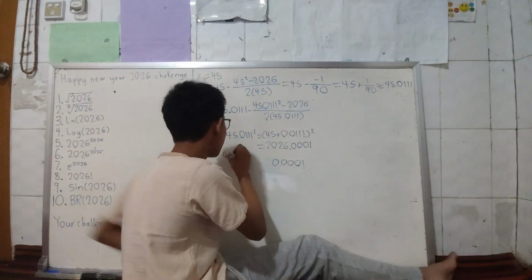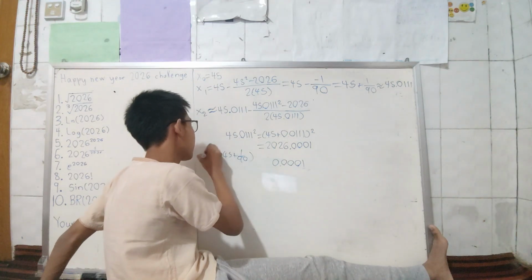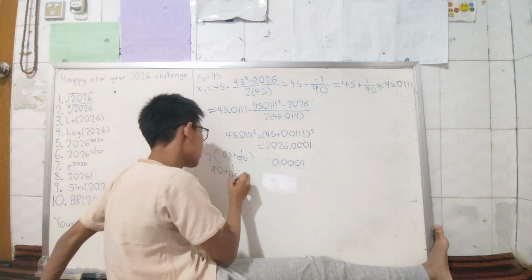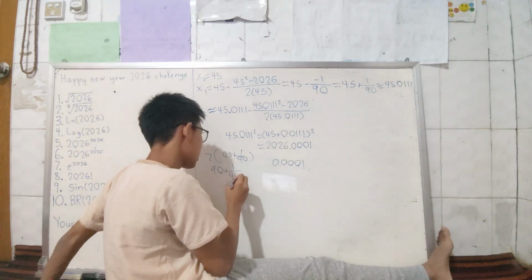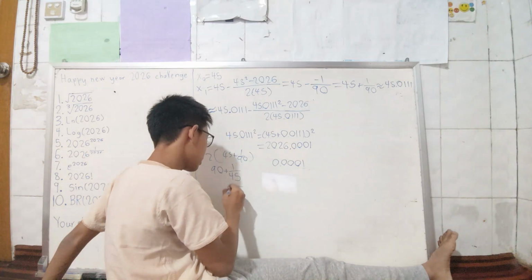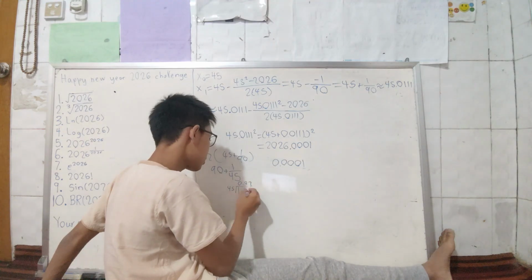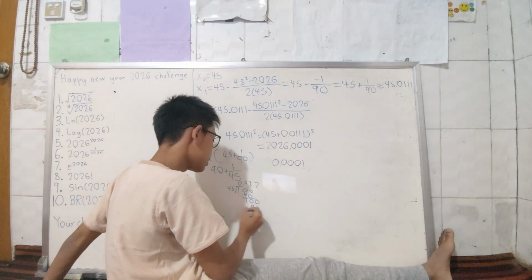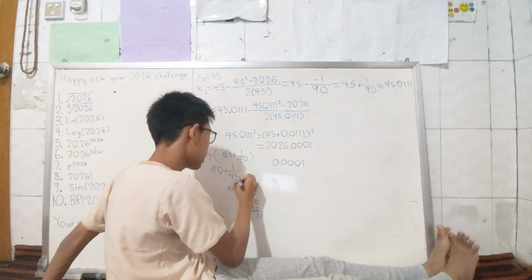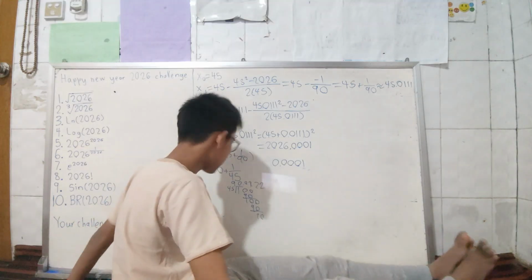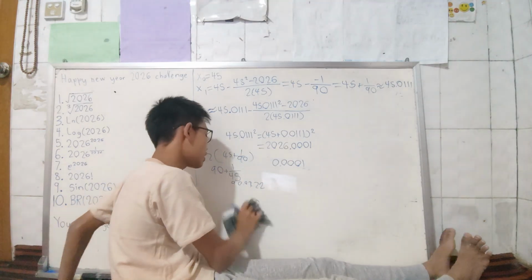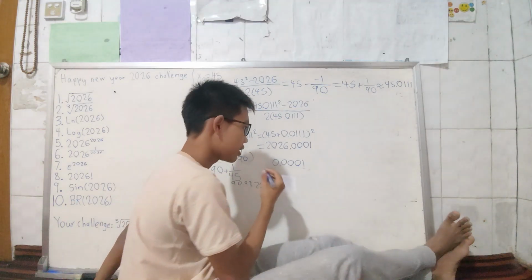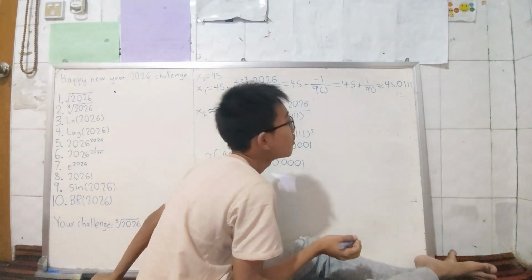So 45 plus 1 over 90. We're going to multiply that by 2. That's going to be 90 plus 1 over 45. And that's gonna be 90.02 repeating, like 90.0222. If we divide by that, of course that's gonna be less than 0.0001 anyway.